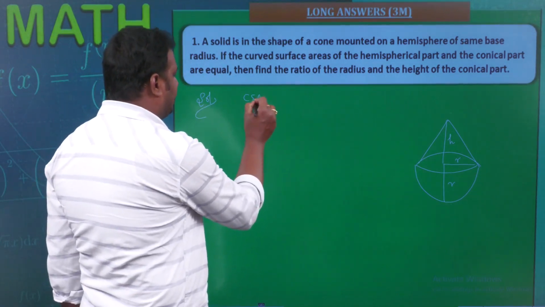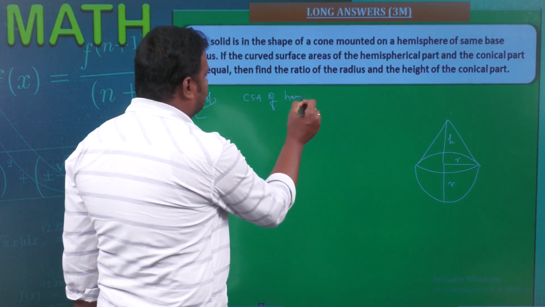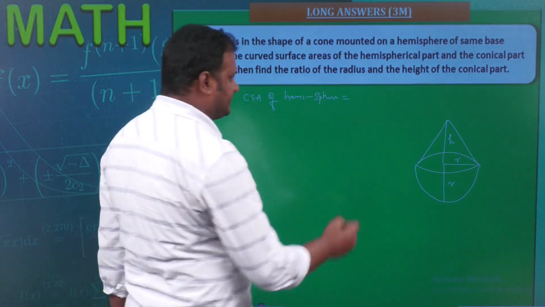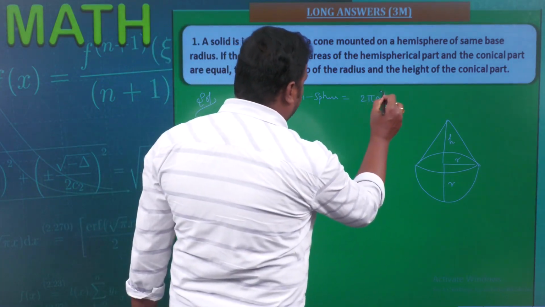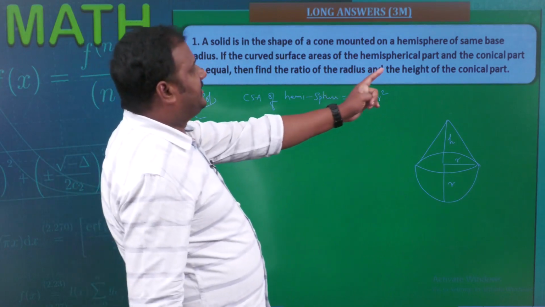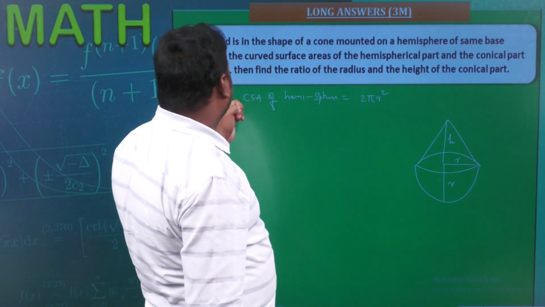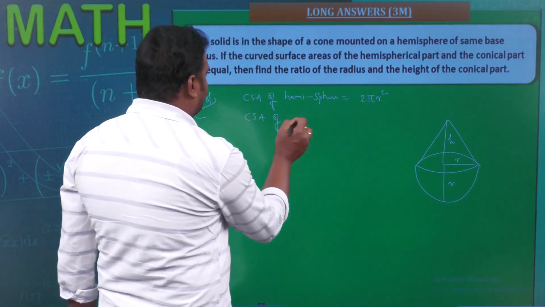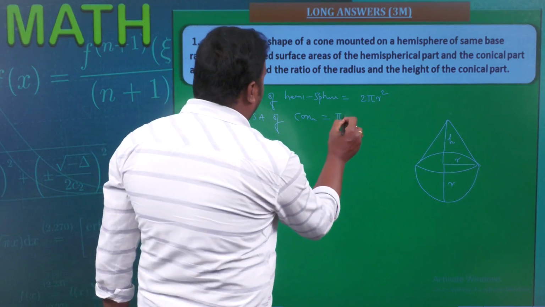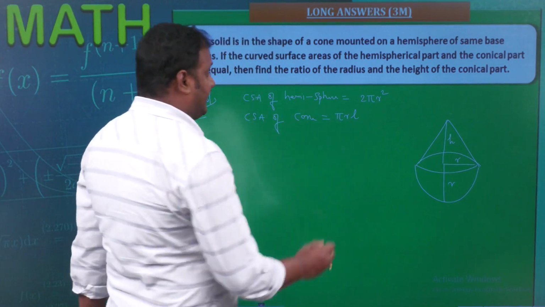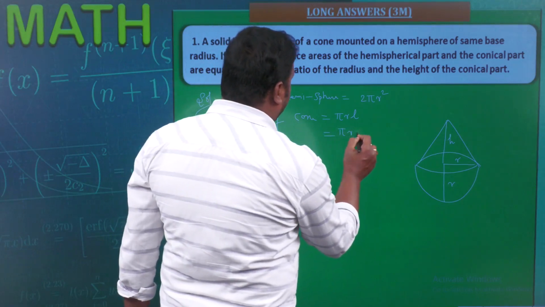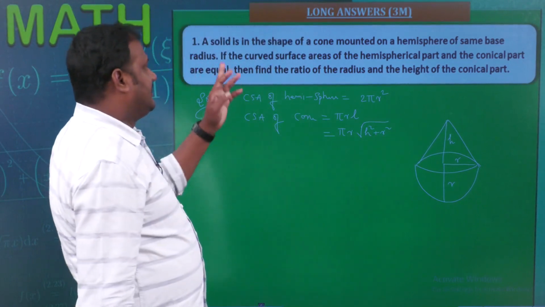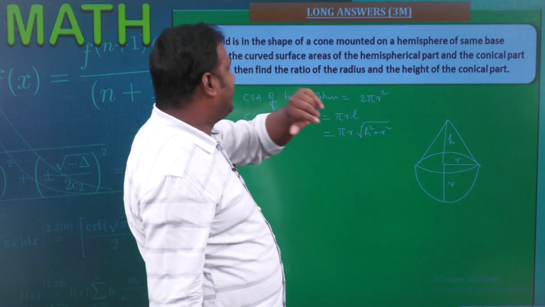Curved surface area of the hemispherical part, that is hemisphere, is going to be, what is the formula for curved surface area of hemisphere? That is 2 pi r square. If the curved surface area of the hemispherical part and the conical part are equal, that means the curved surface area of the cone is also equal. That is, curved surface area of cone is going to be pi r L, right? But L is the slant height, that is pi r L is equal to pi r root over h square plus r square.